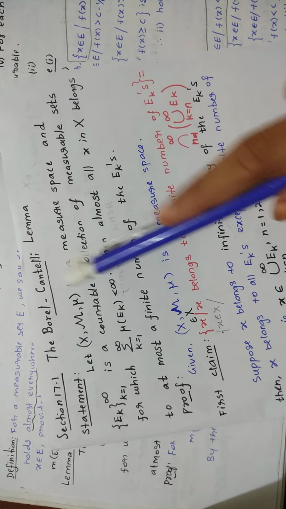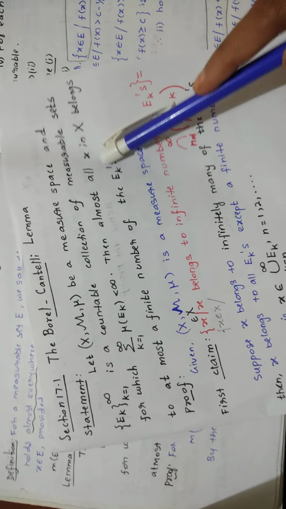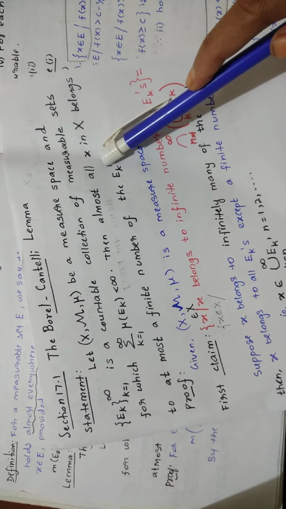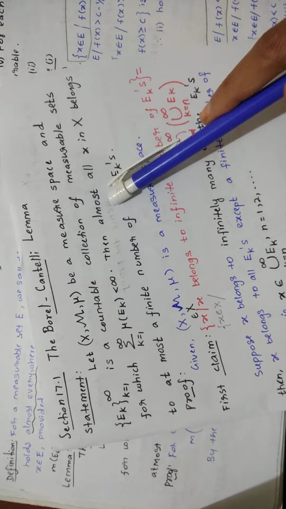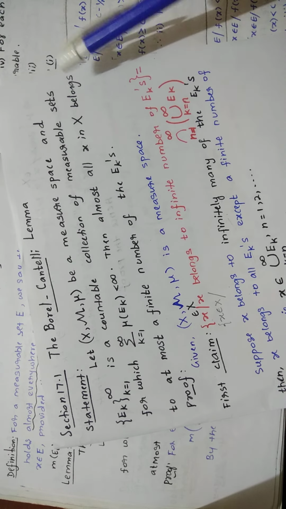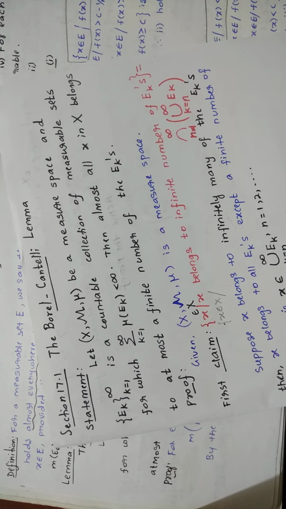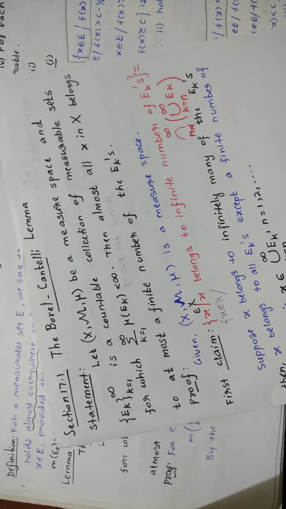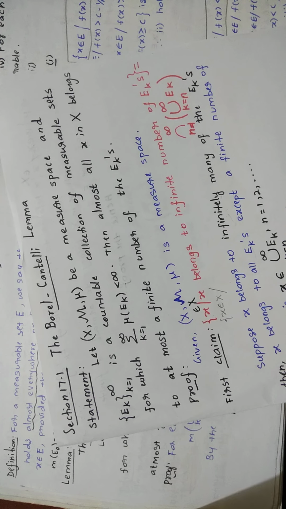If these conditions hold, then what we have to prove is that almost all x in X, that is, in X you have elements, and those elements are denoted as small x, for almost all x in X, x belongs to at most a finite number of E_k's. All elements x in X will belong to only a finite number of E_k's. That is what we have to prove.